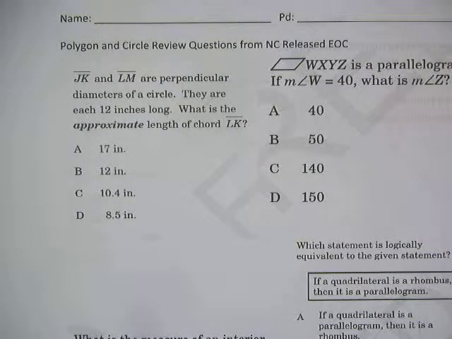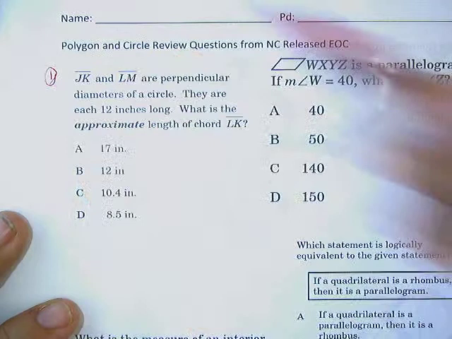All right, we're working with the North Carolina released EOC questions, and we're going to start with the Polygon and Circle review questions. If you have the packet from Mrs. Overman, this is page 1. And I'm going to do them in order. If you have the key, this is like the first answer.